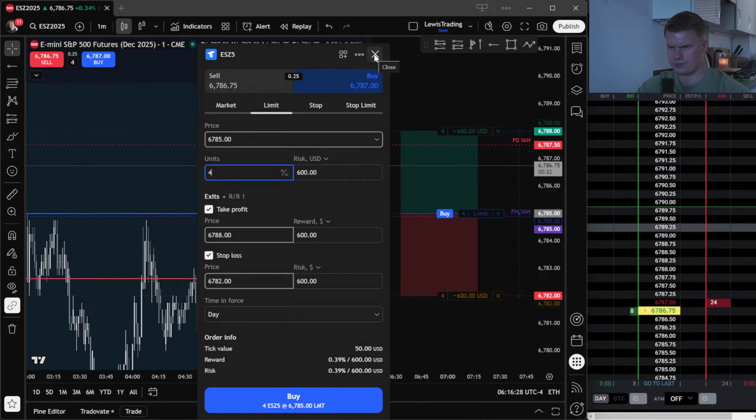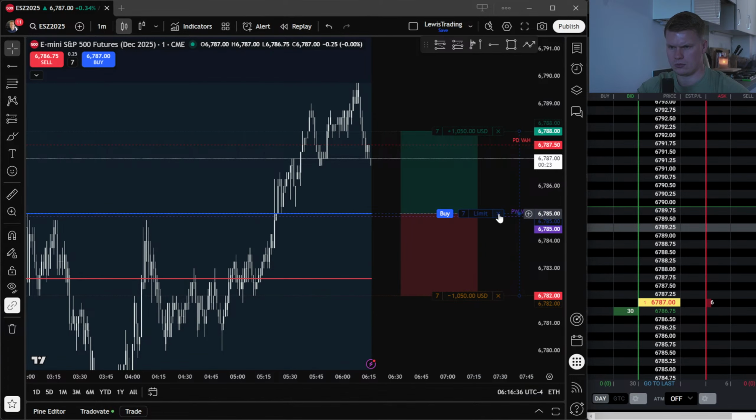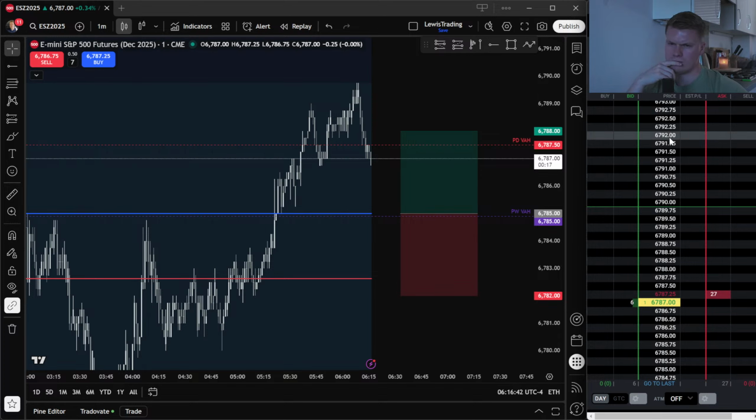Perfect. Yeah, we'll go for 7 contracts on that if we get that pull down there. This is on the 150k evaluation. Obviously, this isn't my live accounts. These are just still the evals for the 150k on Take Profit Trader. Hopefully we can get a trade today.